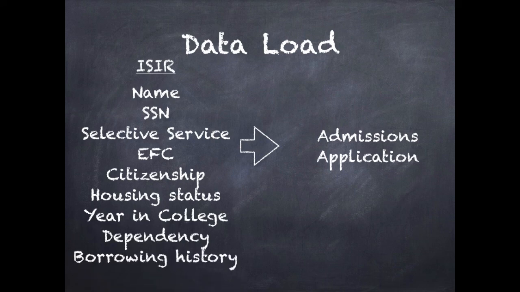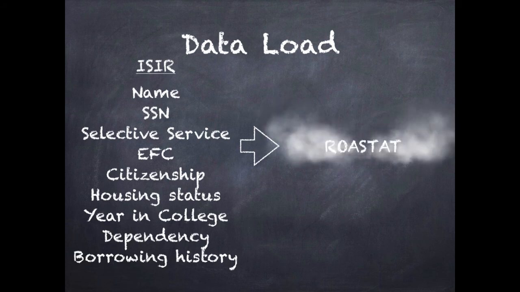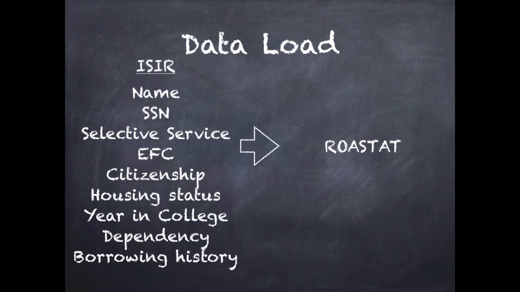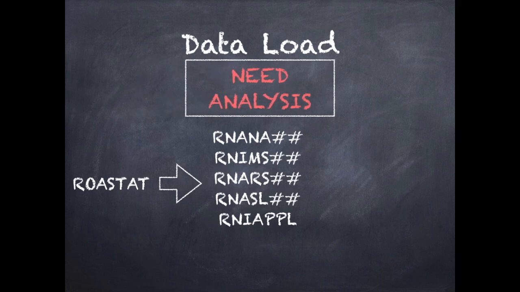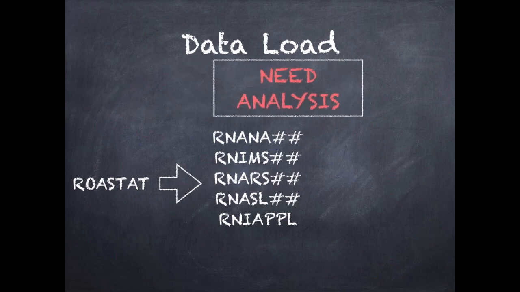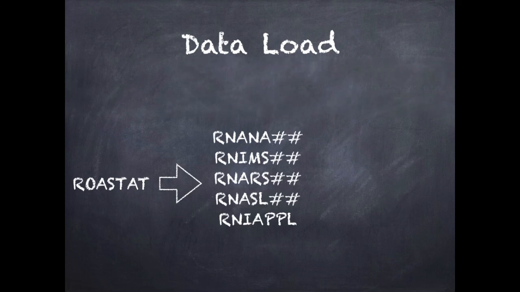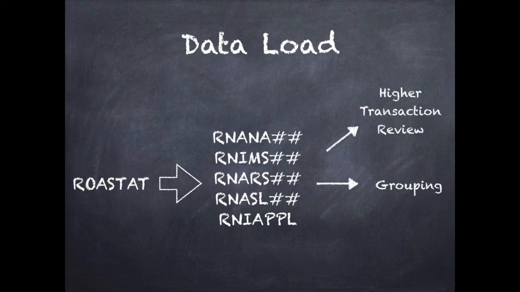When the data load happens, a ROASTAT record is created, and processing can begin. All of the financially related data fields from the ISER load onto the applicant processing and need analysis forms. Need analysis calculates the EFC. If this is a subsequent transaction, it can require manual override. If it's approved for auto loading, the student record goes to step 2, grouping.